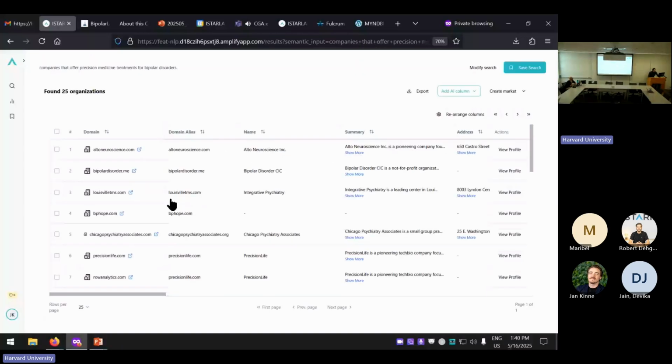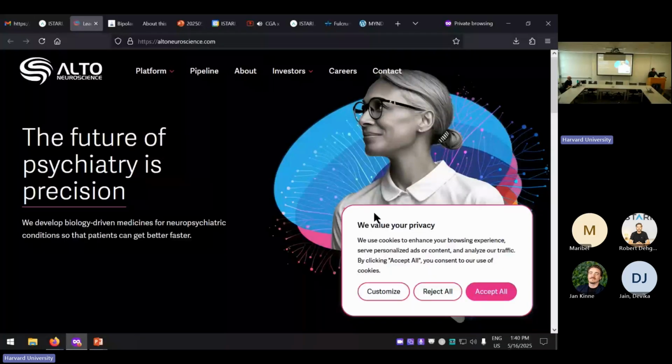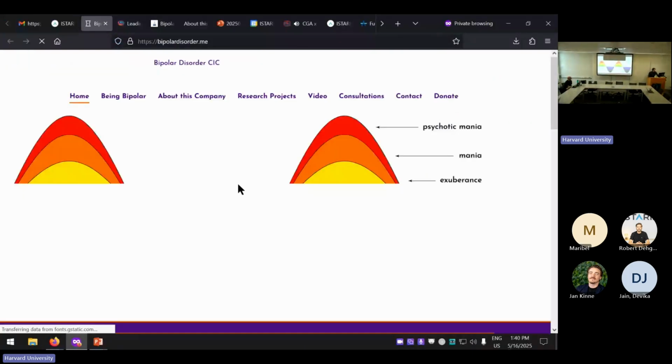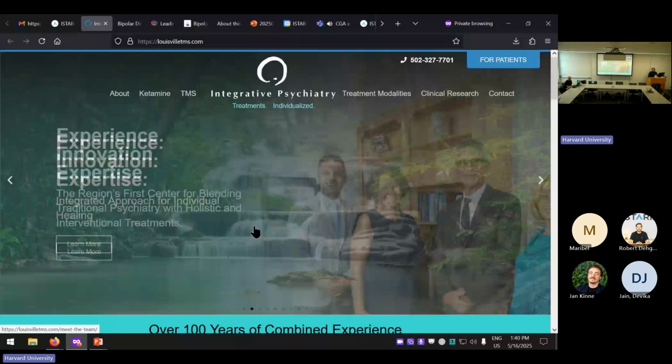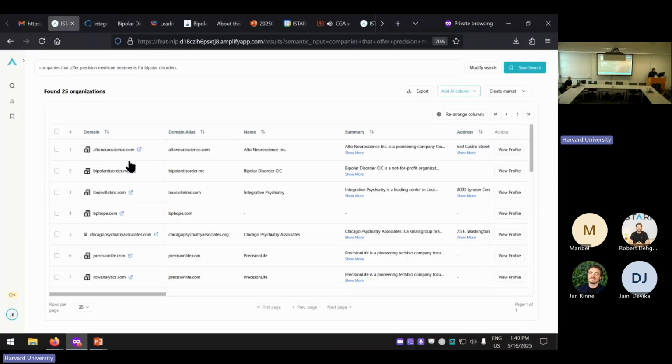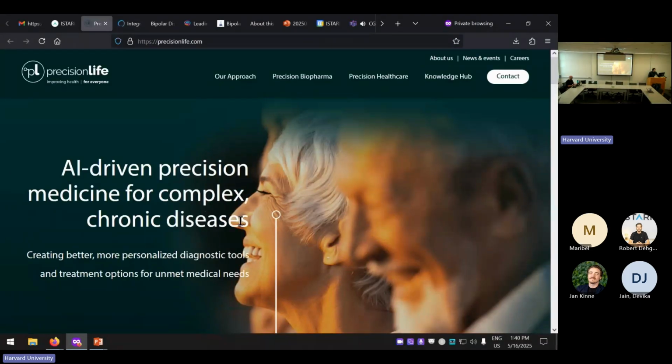Okay, I think you find pretty good examples just by describing it. Currently, as I said, sadly the geofilter doesn't work in this version, but you find pretty cool, pretty good stuff here. There is a psychiatry practice, holistic and interventional treatments. Yeah, there you get ketamine for you. So personally, I'm pretty happy with the results in general. AI-driven precision medicine for complex chronic diseases. So, yeah.